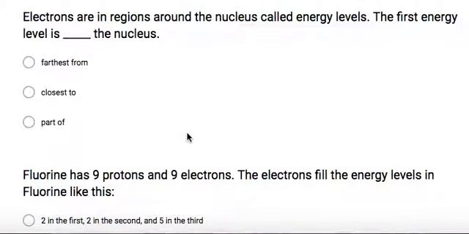Electrons are in regions around the nucleus called energy levels. The first energy level is blank the nucleus. Farthest from, closest to, or part of.